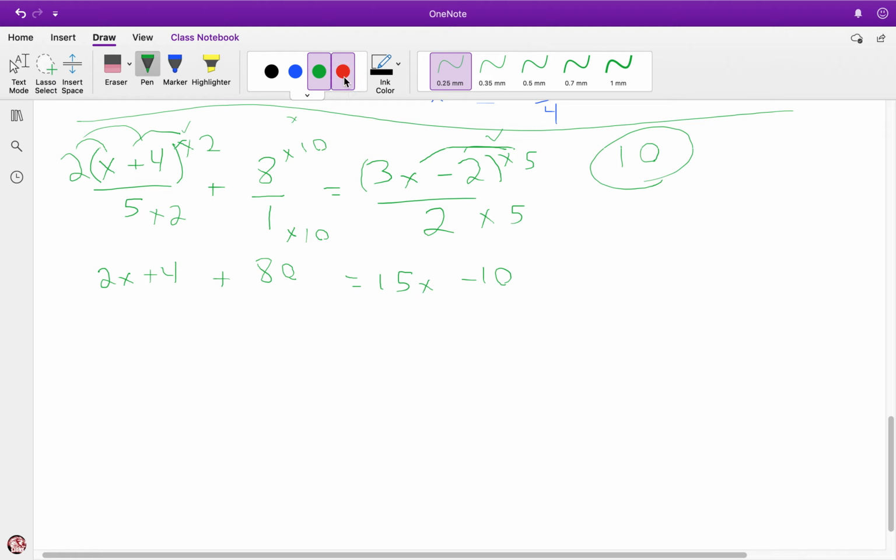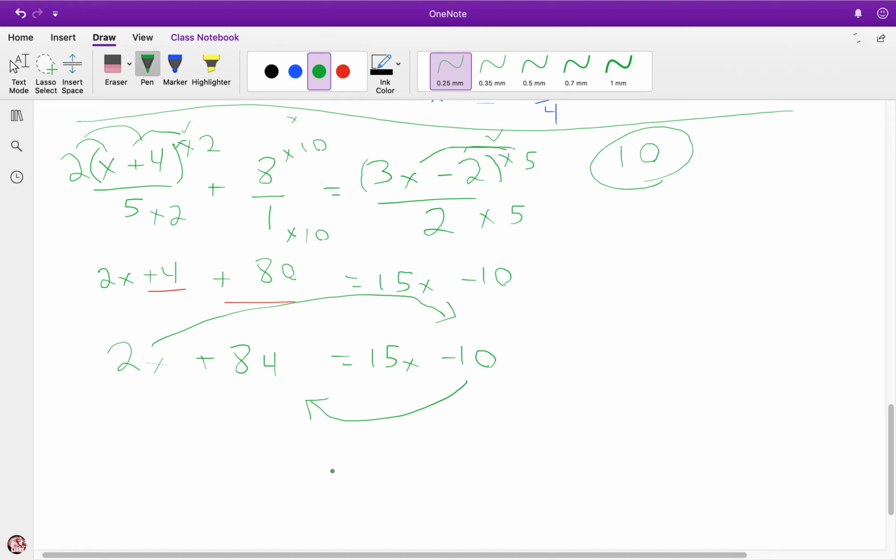Now on this side I'm going to collect my like terms. And my only like terms are here on this side. Therefore I don't have to move as many over. So my 2x is still there, and it's going to be plus 84 equals 15x minus 10. So now let's rearrange. My biggest x is here. So I'm going to bring that 2x over here. I'm going to bring that 10 over there.